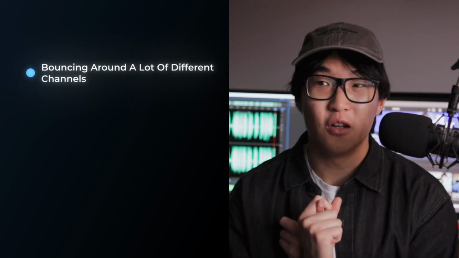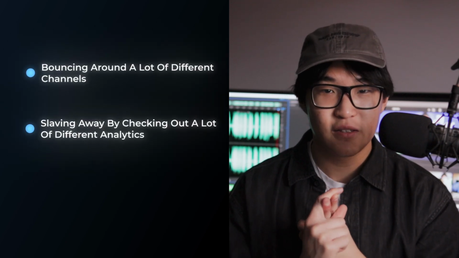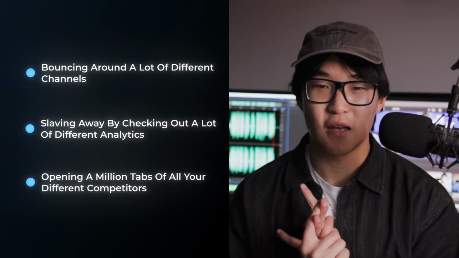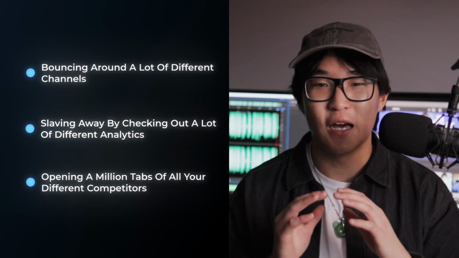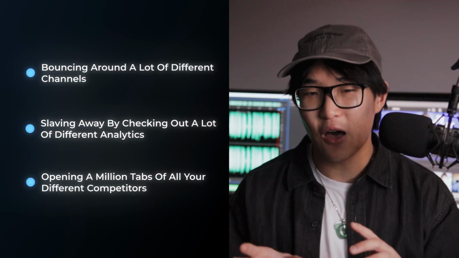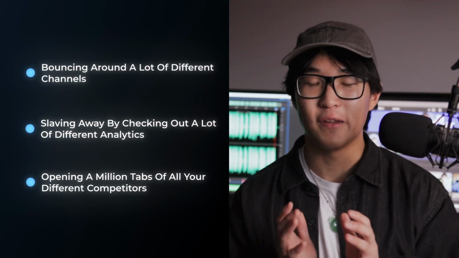But the problem is, finding these outliers manually is a super time-consuming process. You're pretty much bouncing around a lot of different channels, slaving away by checking out a lot of different analytics, and opening a million tabs of all your different competitors. And this is not efficient at all. I know this because right now I have 6 different windows with over 100 tabs open for each of them.